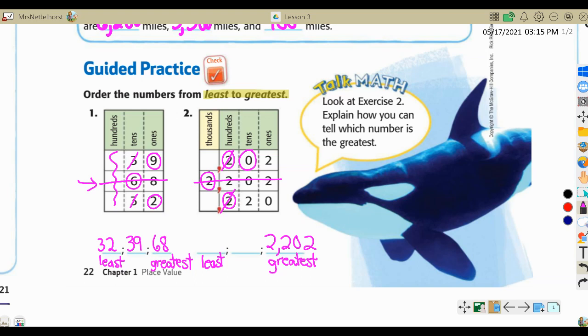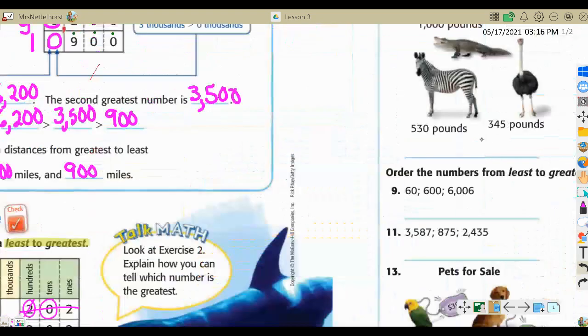Now I'm going to look at the tens place. I have a 0 and a 2. 0 is smaller, so I'm going to put 202 in my least position. And then my only number that's left is 220. So when I read it, 202 is less than 220, which is less than 2,202. If I was going to be counting, I would get to 202 first, then 220, then 2,202. All right, so now we go up to our independent practice.